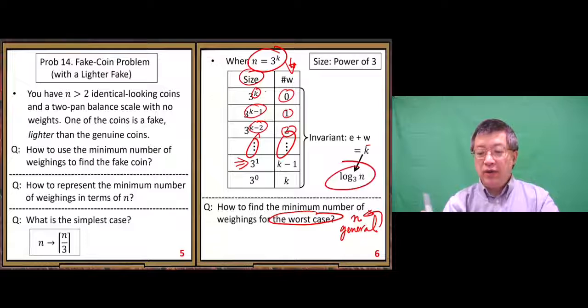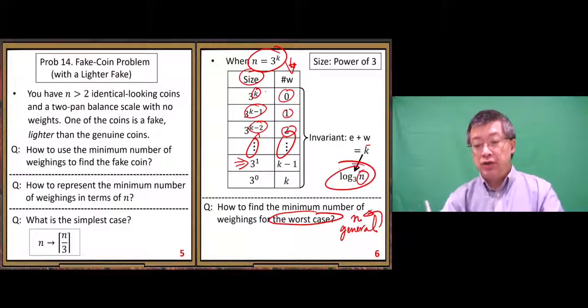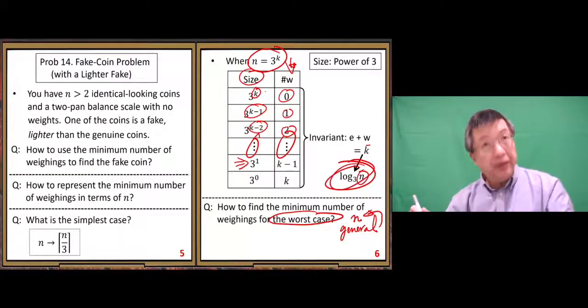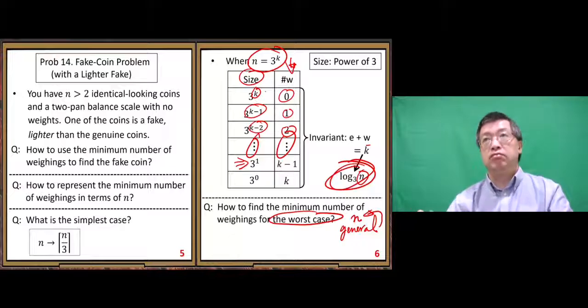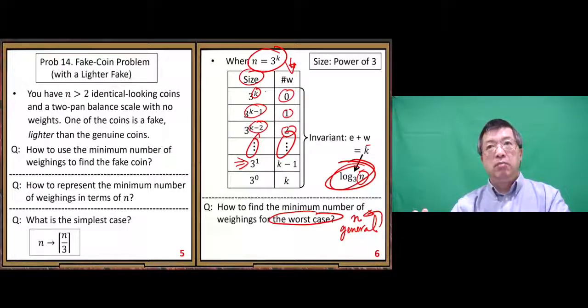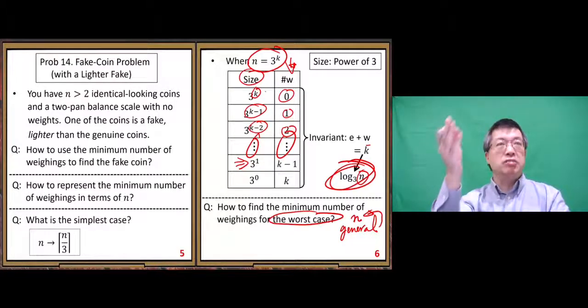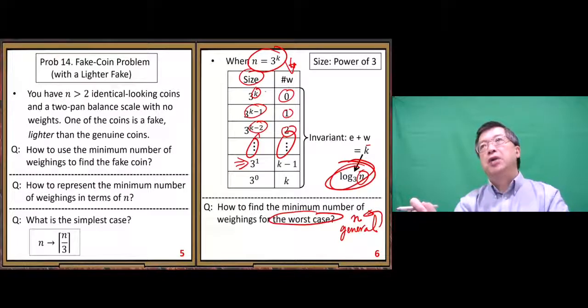Because here we have this one. For the general n, this expression may not be an integer, right? Log base 3 of general n, a positive integer, this whole expression is not necessarily an integer. But our number of weighings must be an integer. How do you convert it to an integer expression?